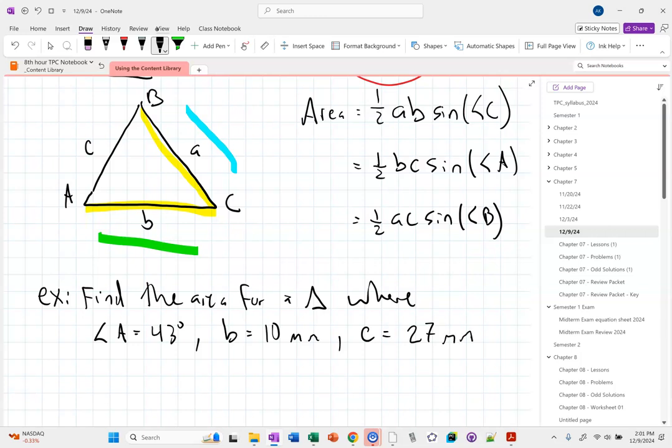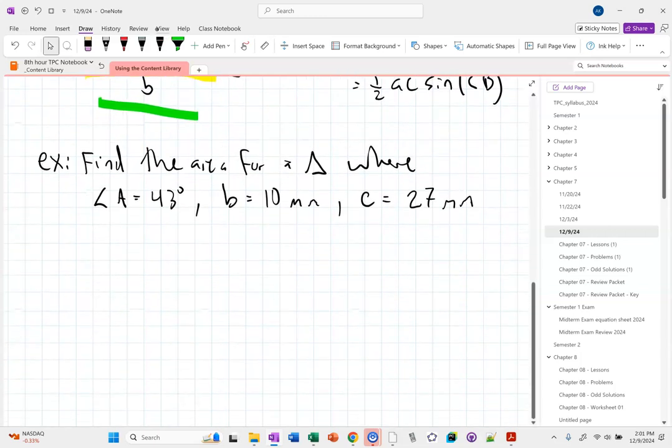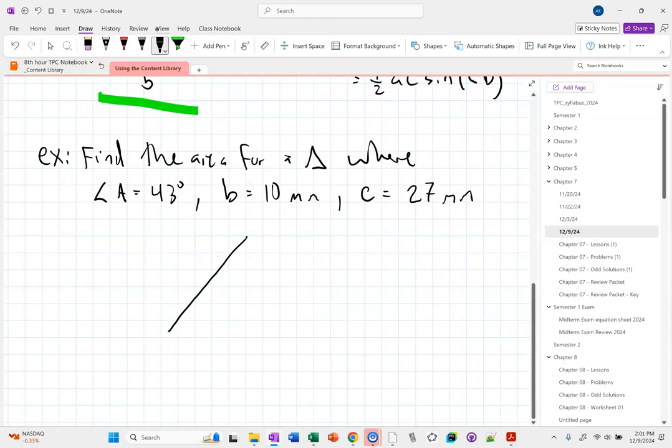Okay, so find the area for a triangle where angle A is 43 degrees, side B is 10 millimeters, and side C is 27 millimeters. Just like before, we'll start by drawing a picture. So I'll draw, and then I'll label my angles and side lengths.